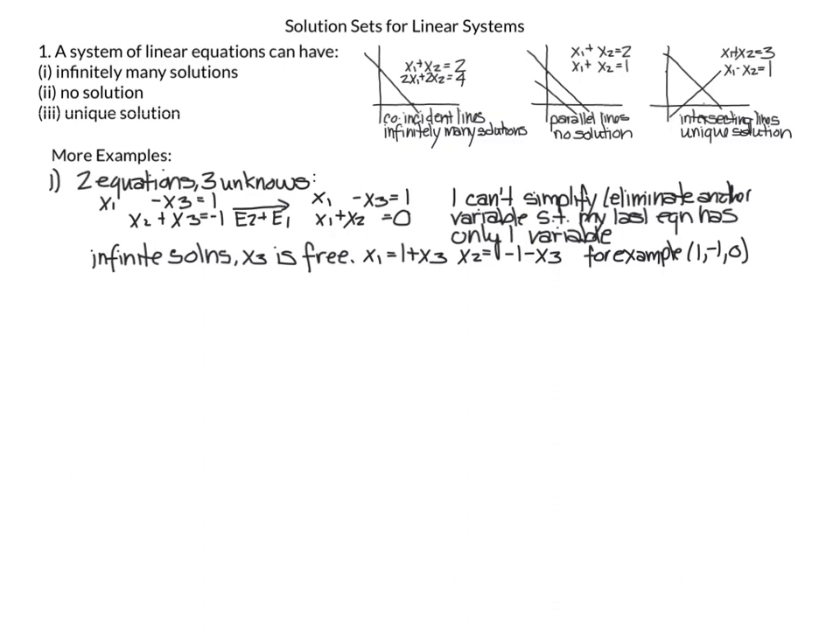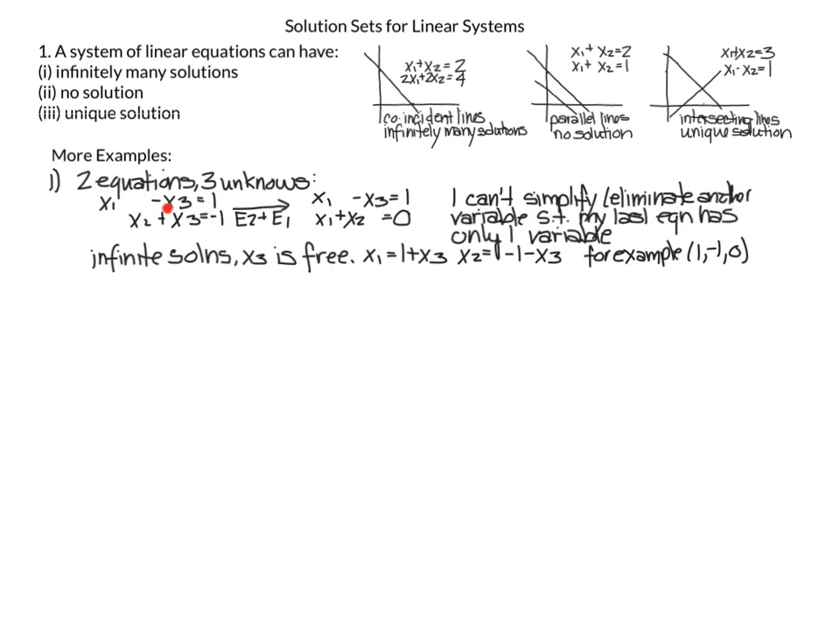I have three more example problems. The first one is two equations and three unknowns. And before we had more equations than unknowns, and that was overdetermined. So in some sense, when we have more unknowns than equations, this is sort of underdetermined. So we're expecting a free variable. My system of equations is x1 minus x3 equals 1, and then my next equation is x2 plus x3 equals negative 1.